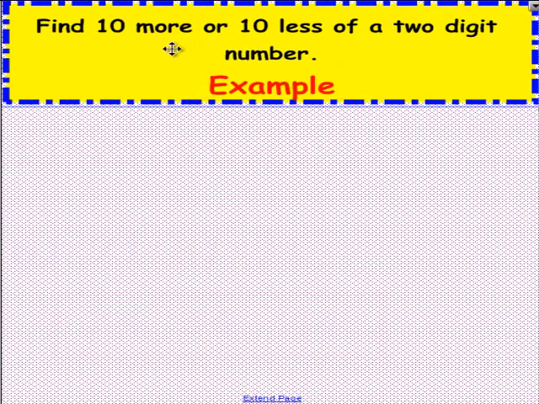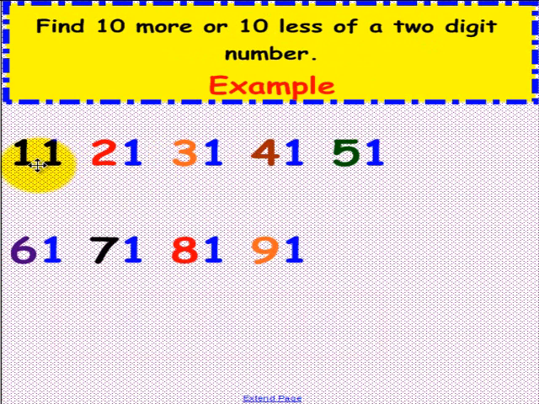Before we go to the first problem, let's look at this example of 10 more or 10 less of a two-digit number. You'll notice that we have the numbers 11, 21, 31, 41, 51. Let's stop there. What number is changing? It's the first number because it's going to go up by 10. Here's a 1. We add 10. Here's a 2. We add 10. Here's a 3. We add 10, here is a 4. We add 10, and now we have 51. If we add 10 to 51, we are going to have 61, 71, 81, and 91.